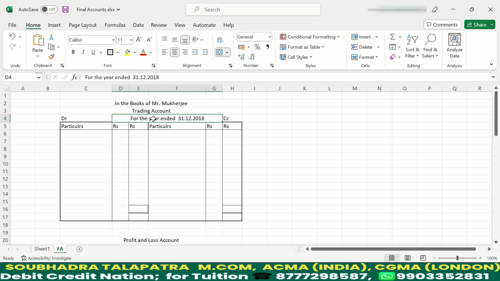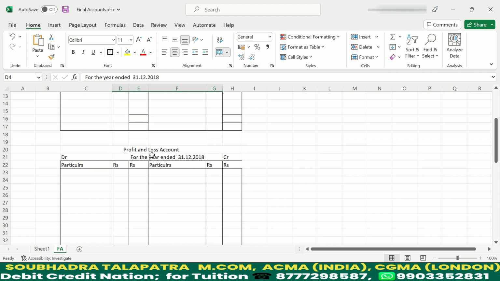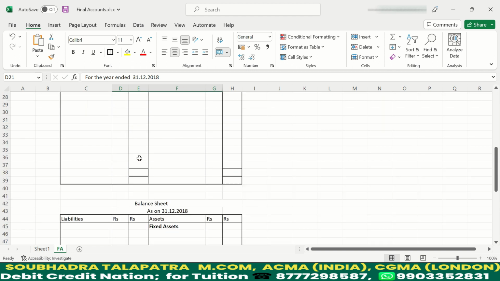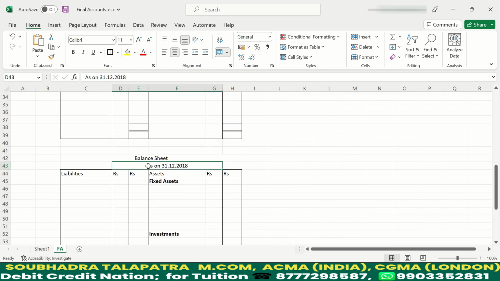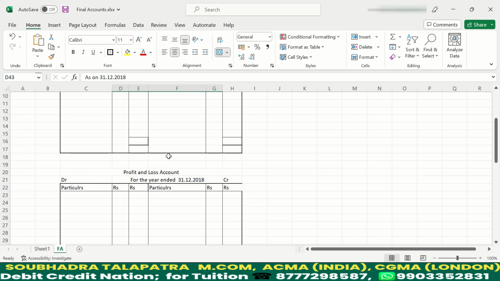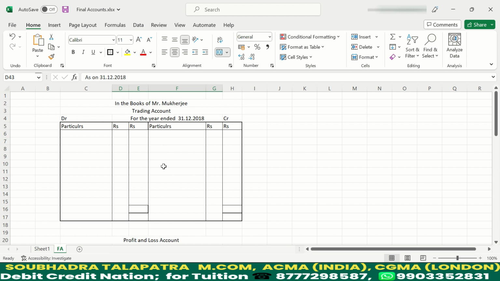Now you will identify that there is one fundamental difference. In the trading account we call it for the year ended date, in the profit and loss account we call it for the year ended date, but for the balance sheet we call it as on or as at. Why do we do it in such a different way? Because the trading account and profit and loss account contain expenses and incomes. On the debit side we enter the expenses, and on the credit side we enter the incomes.